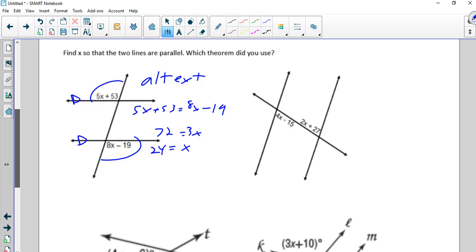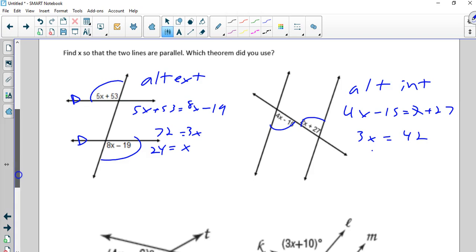Okay, these two. Well, this one and this one are opposite sides, but inside, so this is alternate interior. So again, I'm going to set them equal to each other. The funky x, but we'll go with it. I'm going to subtract x and get 3x. I'm going to add 15 and get 42. Divide by 3. No, sorry.